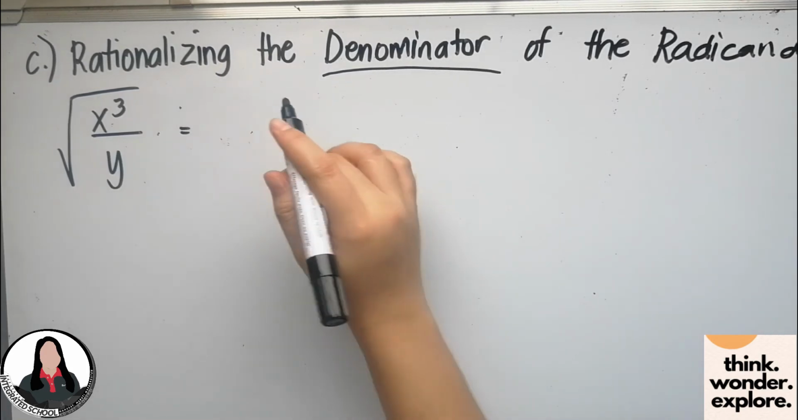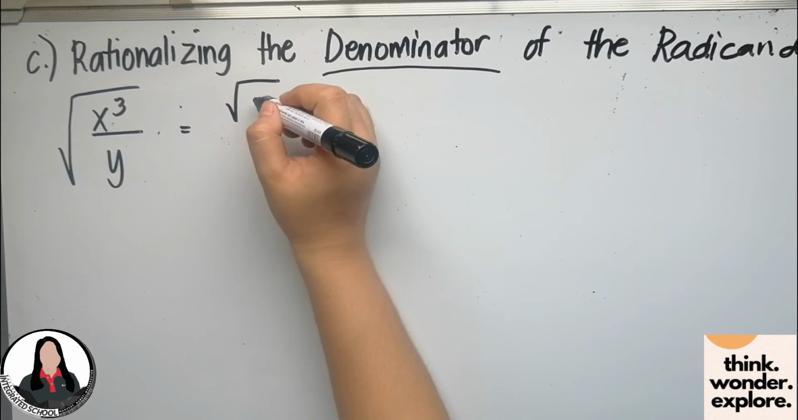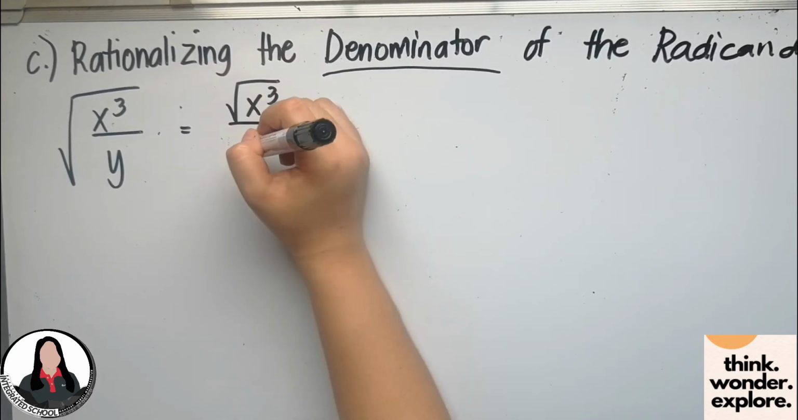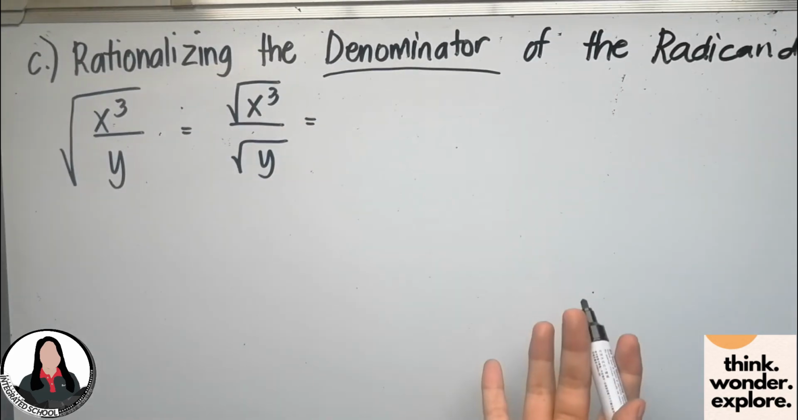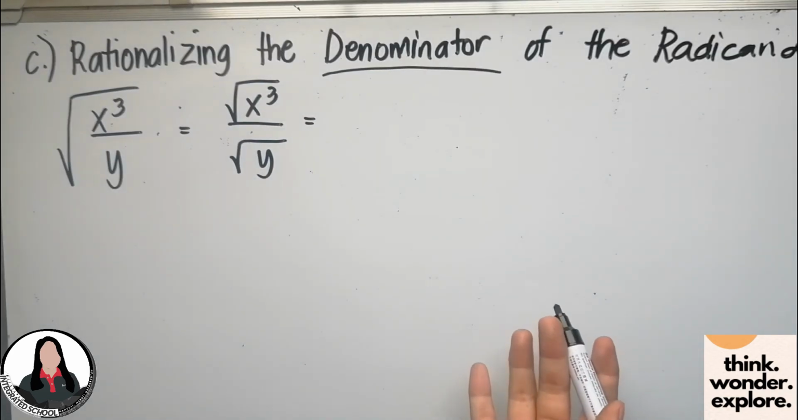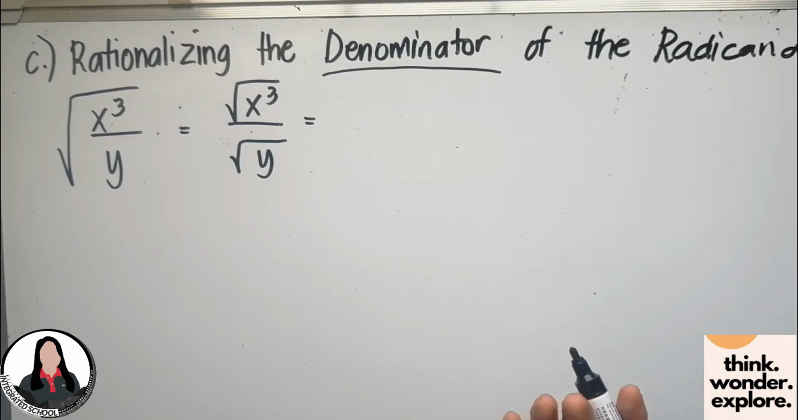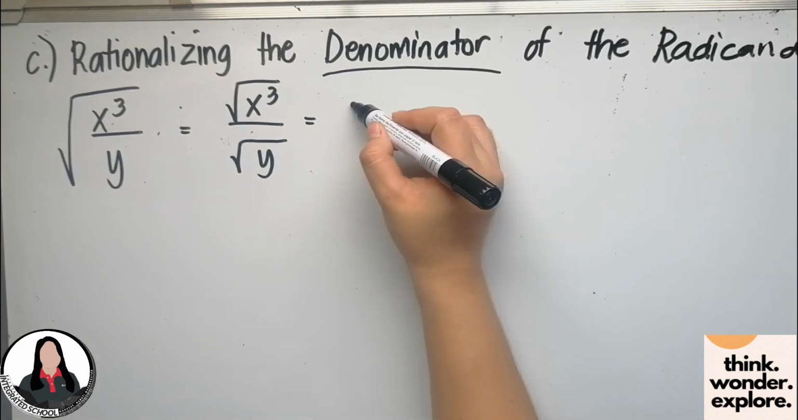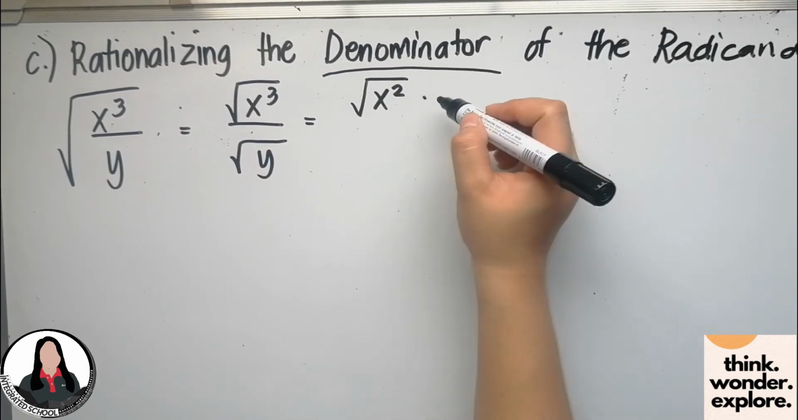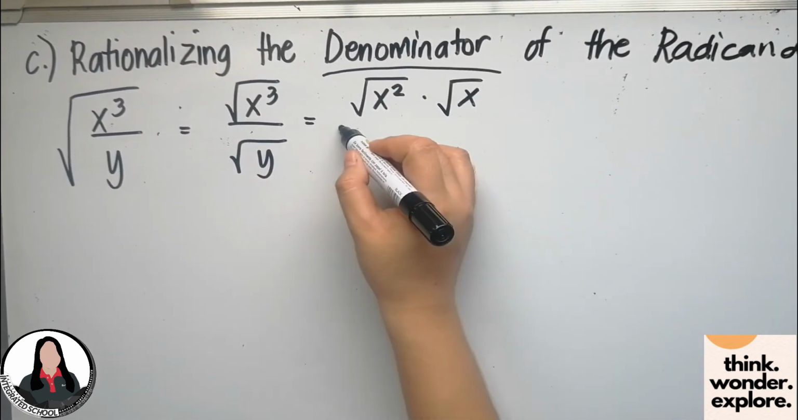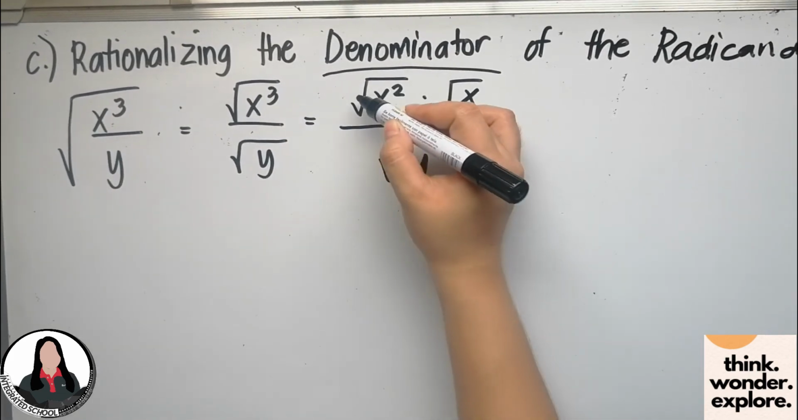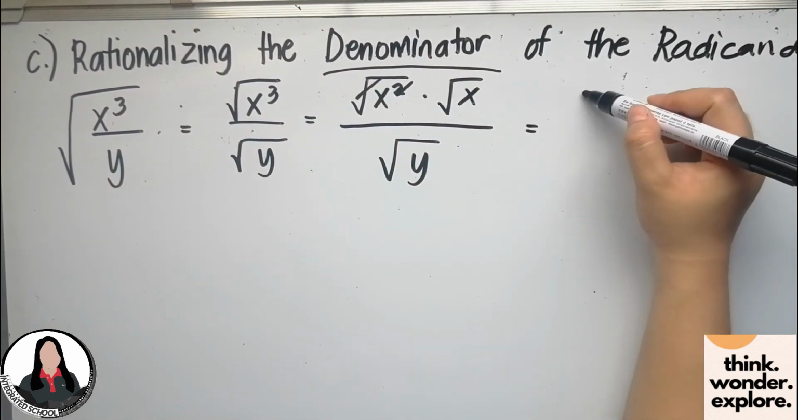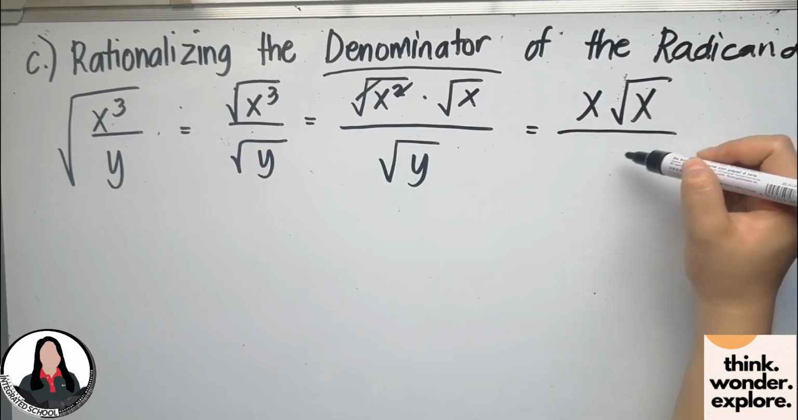So, gamit ang laws of radicals, pwede natin siyang i-rewrite as square root of x cubed all over square root of y. Ang numerator ay pwedeng ma-simplify gamit ang removing the perfect nth powers. So, we'll write this as the square root of x squared times square root of x. Because x squared is a perfect square. Since ang ating radical sign, may index siyang 2. And then, square root of y. Makakancel natin siya, which will give us x square root of x all over square root of y.